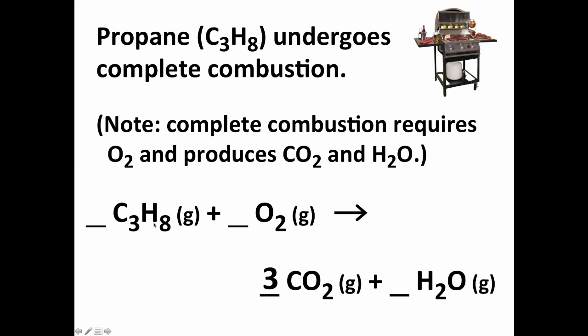So definitely do hydrogen next, 8 hydrogens to start, 4 times 2 gives us 8 hydrogens to end. And then we note we have 3 times 2, which is 6, plus 4 times 1, which is 4 more. So 6 plus 4 is 10 total oxygens in the products, which means we need 5 times 2, or 10 oxygens to start. And that's the correctly balanced equation for the complete combustion of propane.